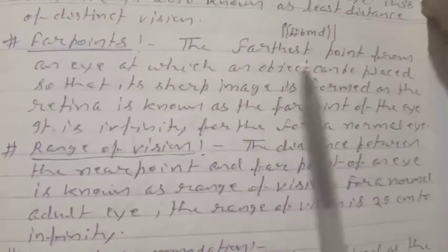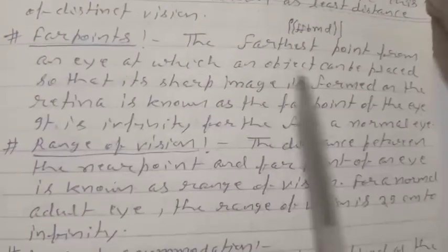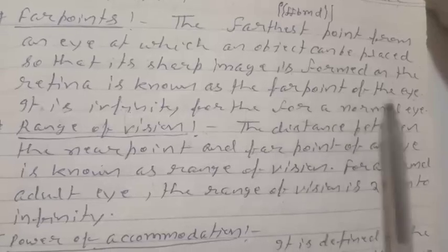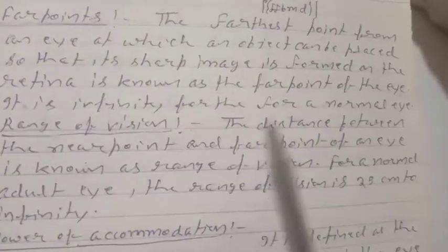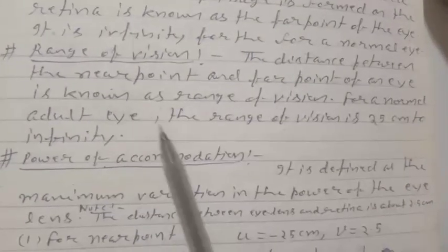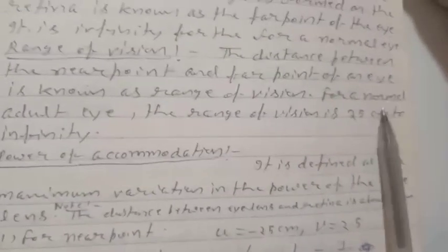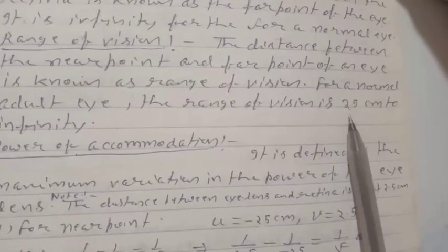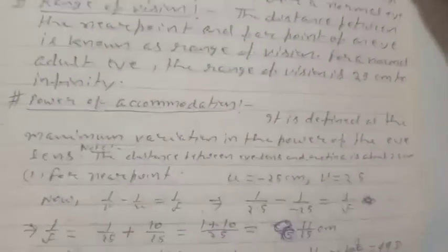Far point. The farthest point from an eye at which an object can be placed so that its sharp image is formed on the retina is known as the far point of the eye. It is infinity for a normal eye. Range of vision. The distance between the near point and the far point of an eye is known as range of vision. For a normal adult eye, the range of vision is 25 centimeter to infinity.